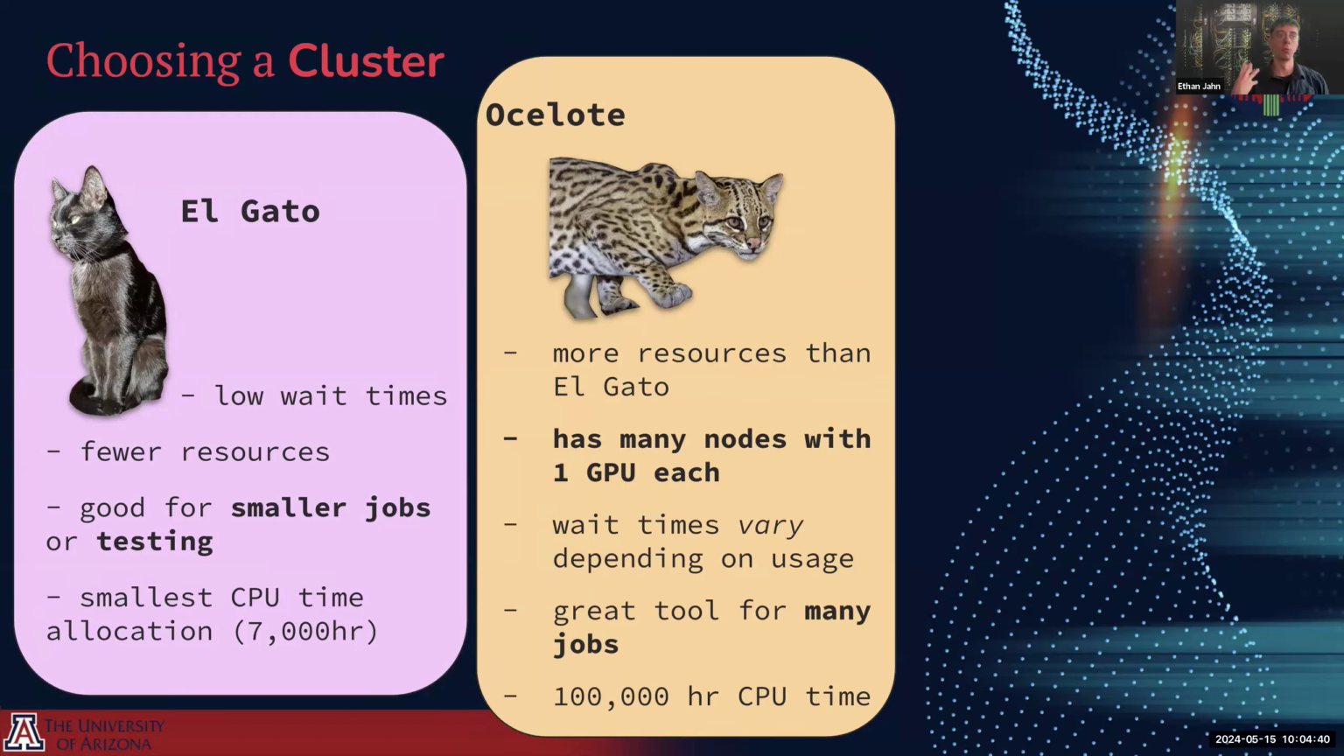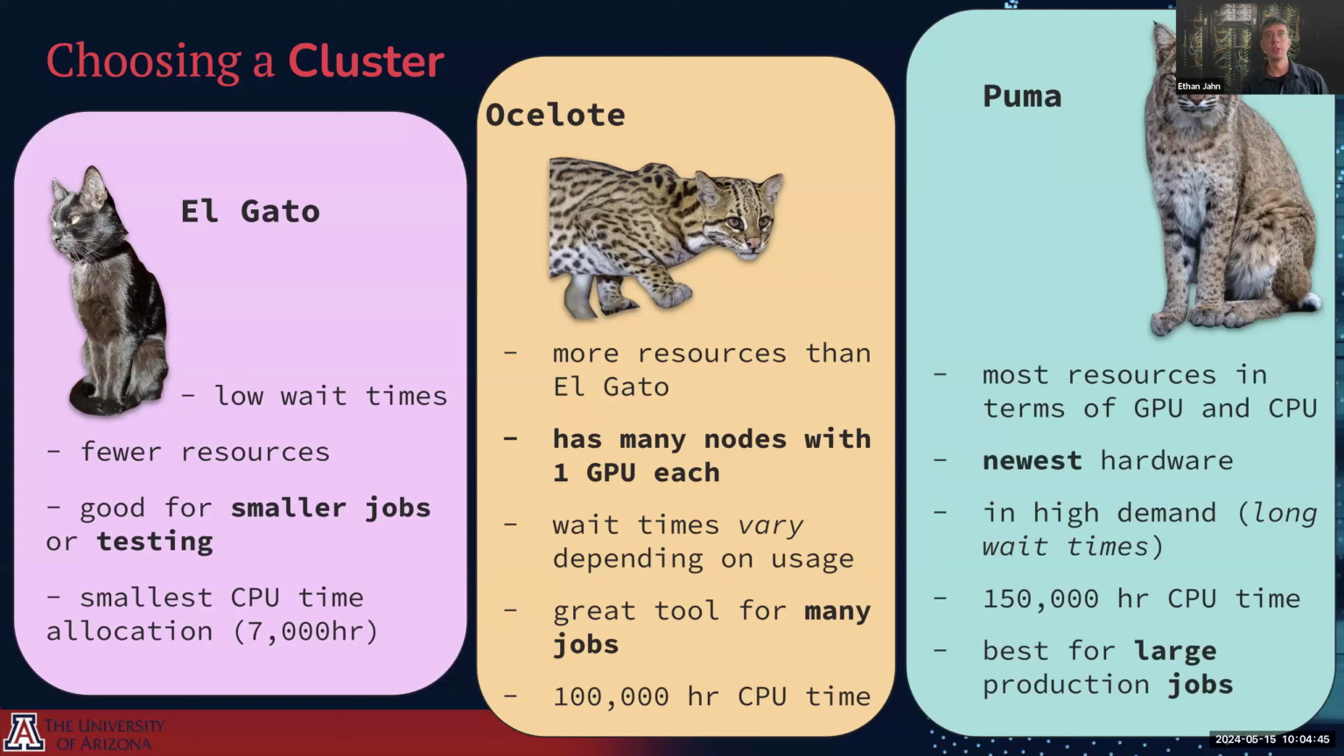So wait times on Ocelote might be a little bit shorter than on Puma, but Puma is the biggest one, has the newest hardware, has the largest number of CPUs per node available. However, sometimes, depending on usage, the wait times can be long. And this varies from week to week, day to day. So sometimes the wait times are going to be lower. Sometimes the wait times are going to be longer. Even if you didn't change anything about your job, you might experience that this week the wait times are longer. And that's just the nature of a shared system. Sometimes it's just in higher demand than others.